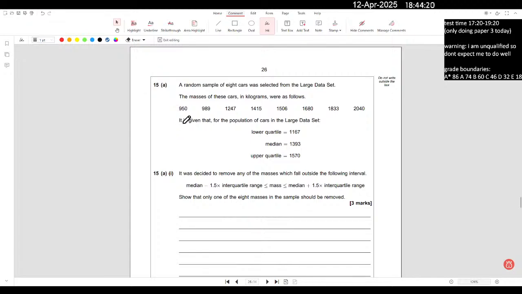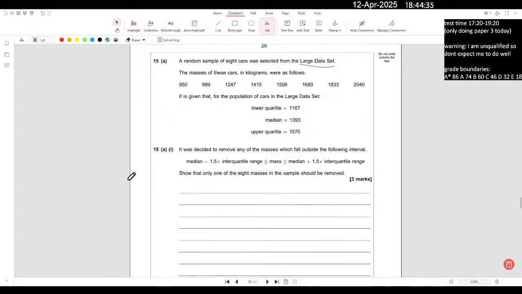Random sample of 8 cars was selected. Large data set. The masses of these cars in kilograms were as follows. Okay, it is given that for the population of cars in the large data set, lower quartile, median, upper quartile. You decided to remove any of the masses which fall outside the following interval. Show that only one of the 8 masses in the sample should be removed.